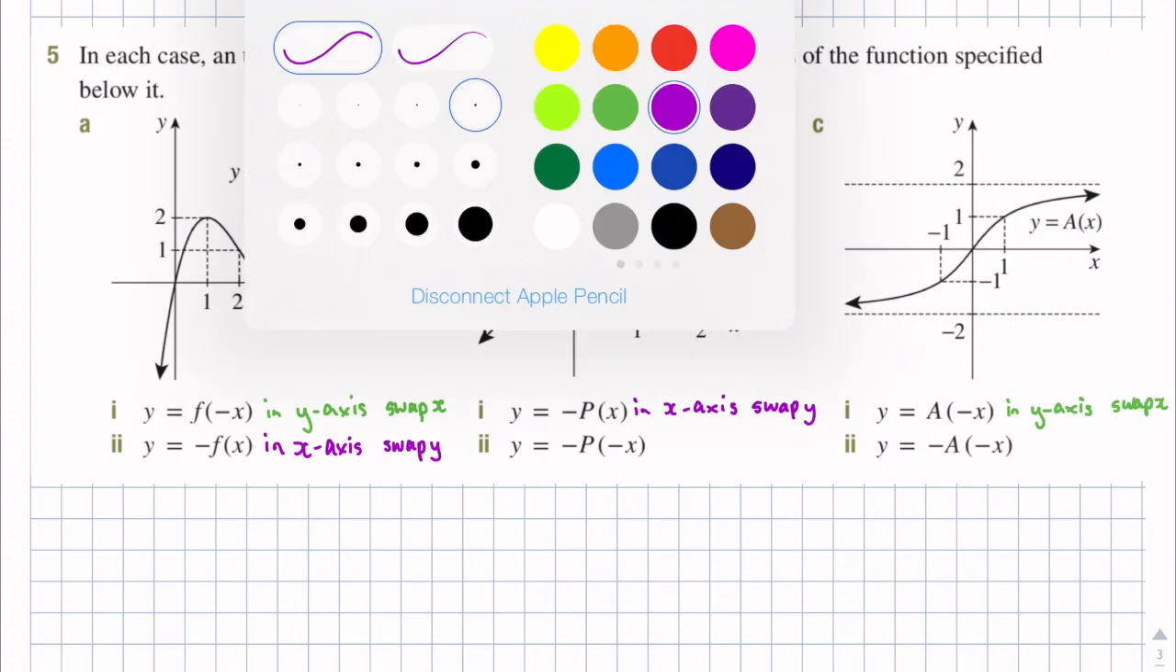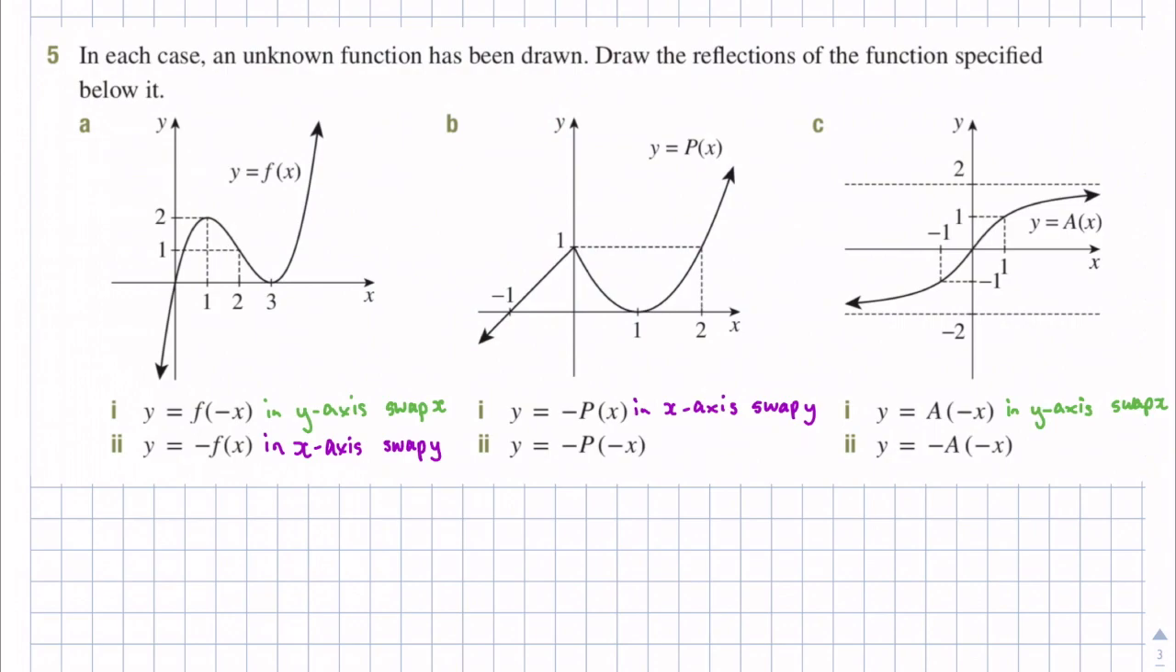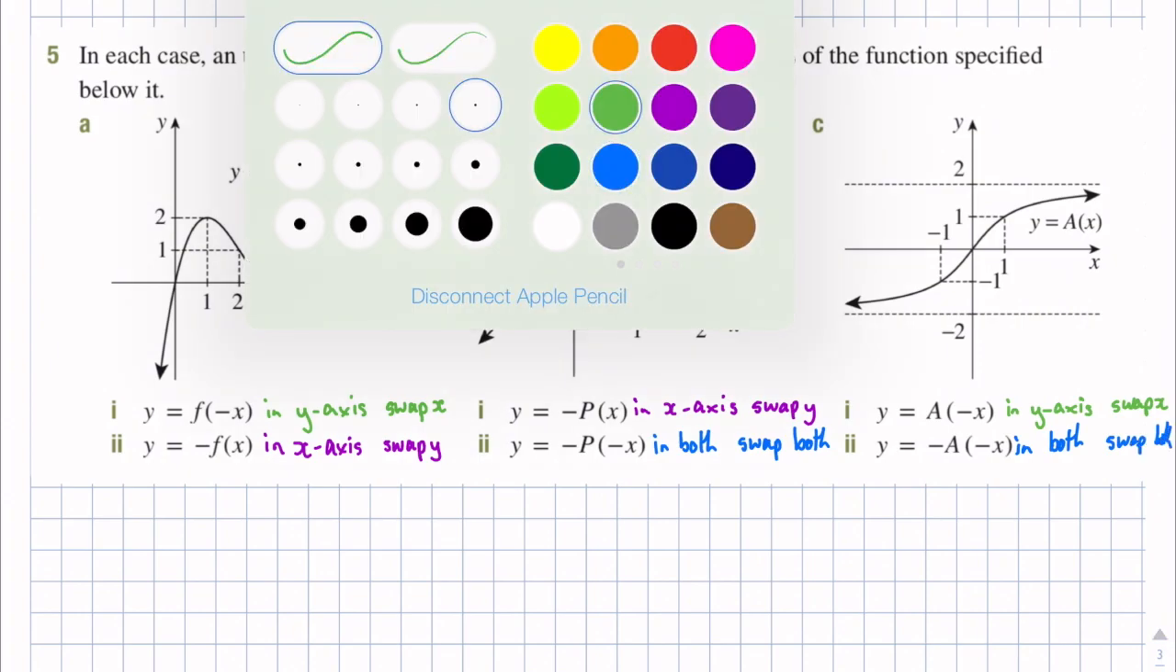And if it's minus something of minus x, so it's in both. Swap both. In both, swap both. From positive to negative. So let's see what this looks like.